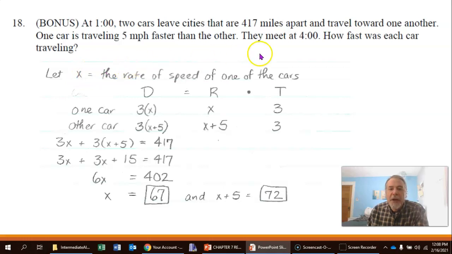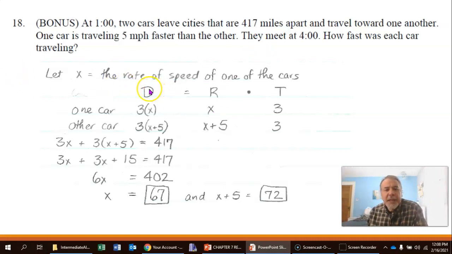So we're trying to find how fast each car was traveling. I can let x stand for one of those speeds, and then the other one was going 5 miles per hour faster than that, so that would be x plus 5. So maybe they were going 30 and 35, maybe they were going 90 and 95, but however fast one of them was going, if that's x, the other one would be x plus 5.